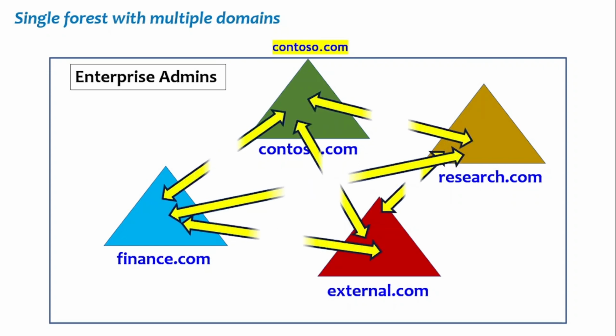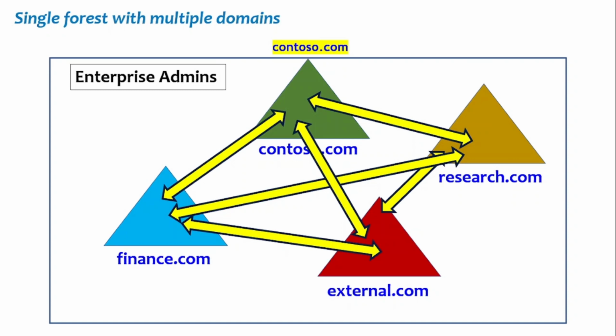And we also know that any user from any domain can access resources. The only thing is we need to configure the access, that's it. So users from finance.com can access a folder in research.com, or users from external.com domain can access files and folders which are there in finance.com. The only thing is we need to configure the access, and the enterprise admins have full control over each and every object in this entire contoso.com forest.